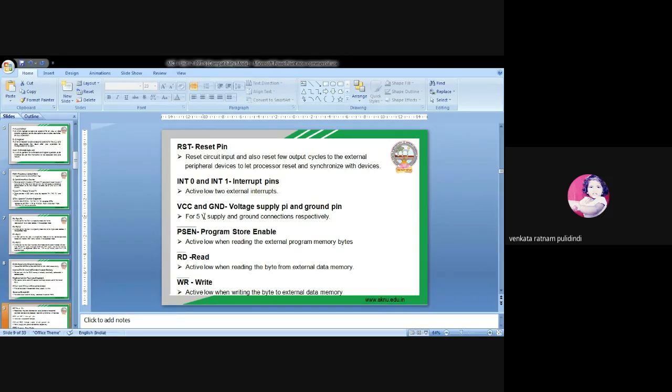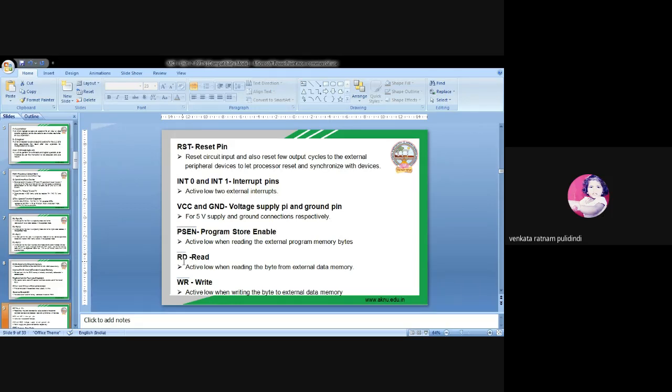Okay, next another one is PSEN bar, that is nothing but program store enable. It is also an active low line when reading the external program memory. For example, this is activated when EA is enabled. So that means it is the program store enable, active low line when reading the external program memory byte. Byte means 8 bits.